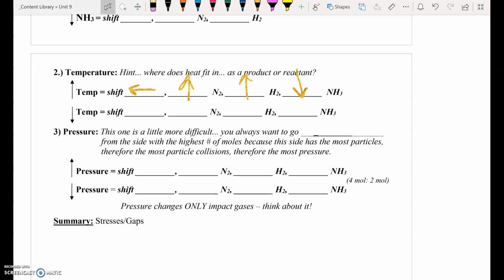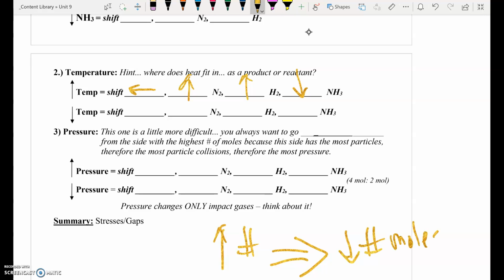Pressure is a little bit different. Pressure, it says this one is a little bit more difficult. You always want to go from the side with the highest number of moles, because this side has the most particles, therefore the most particle collisions, therefore the most pressure. So it always goes from the side with the high moles to the side with the low moles. So pressure is going to go from high number to low number of moles. And then remember, moles are represented by coefficients.